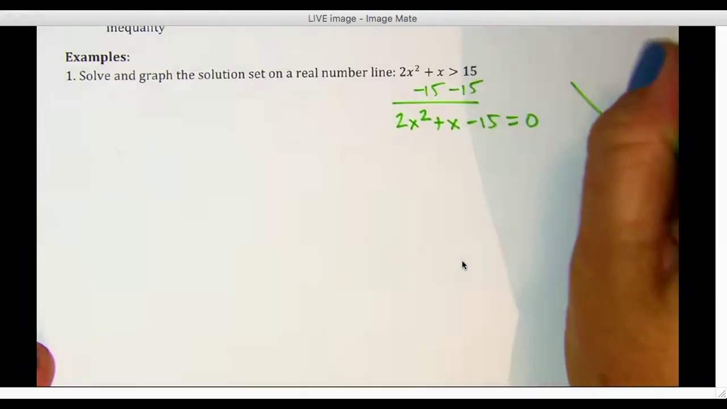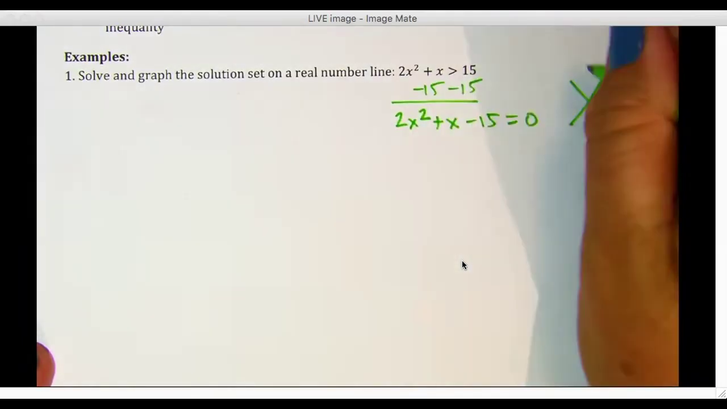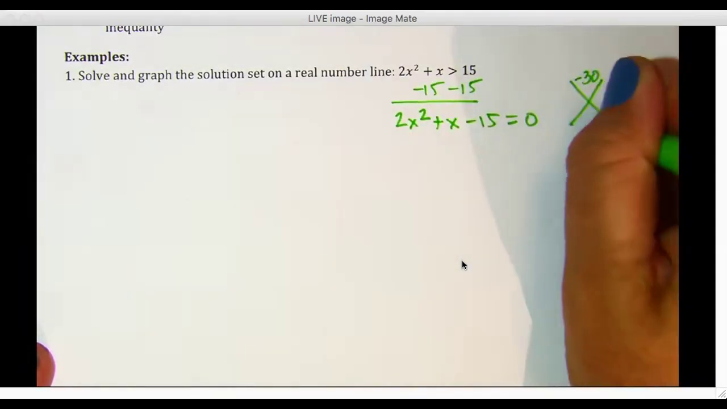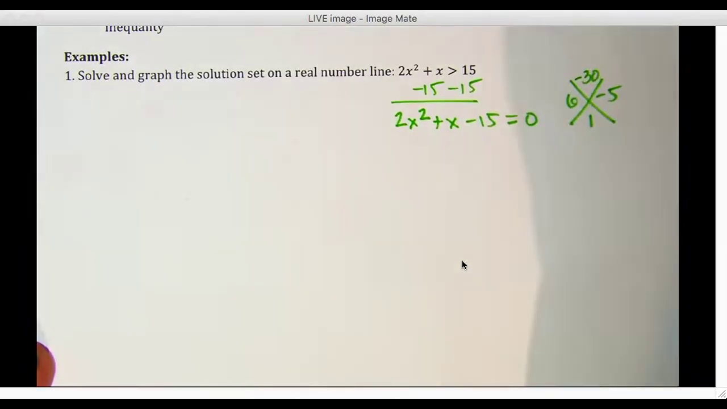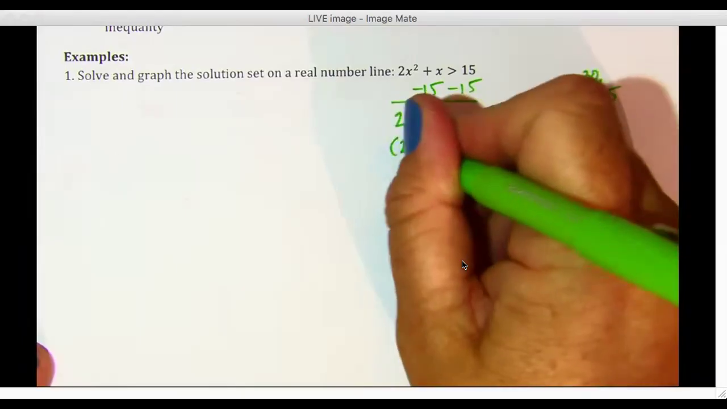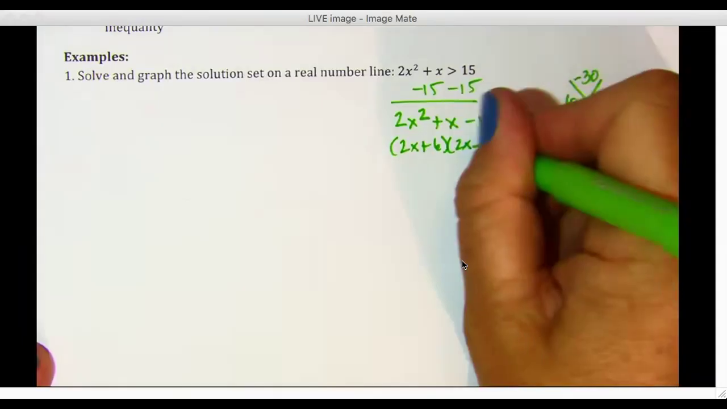Well, we've been factoring things like this all semester. I use the x method. 2 times negative 15 is negative 30, and 1. 6 and negative 5 multiply to negative 30 and add to 1. So I have 2x plus 6, 2x minus 5.